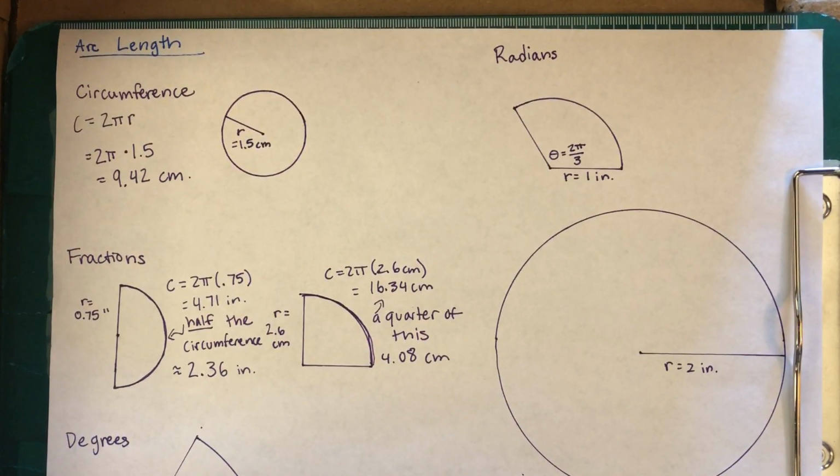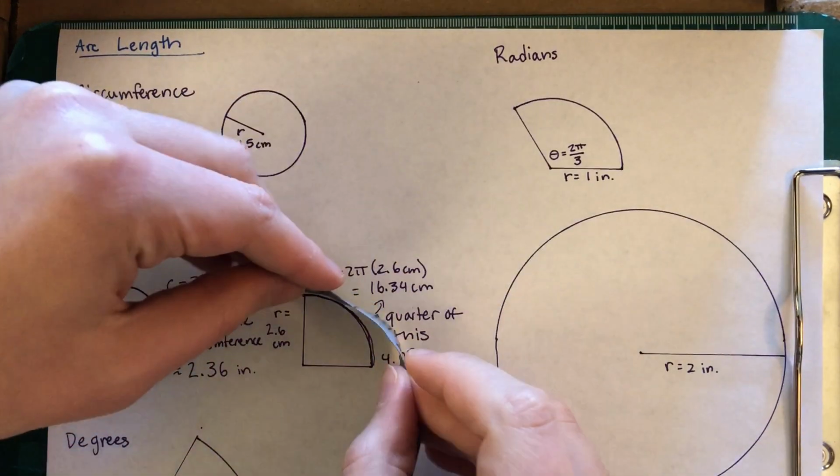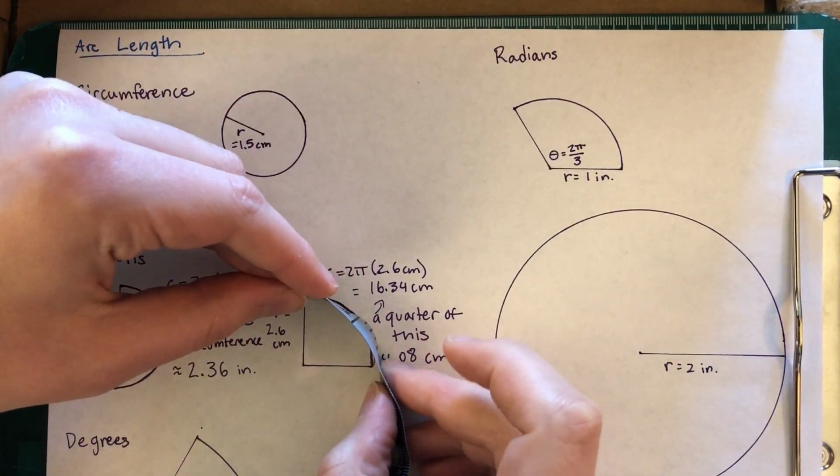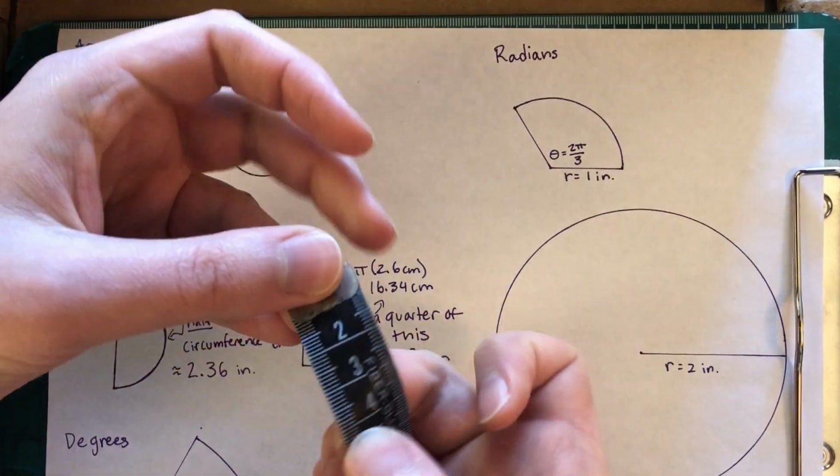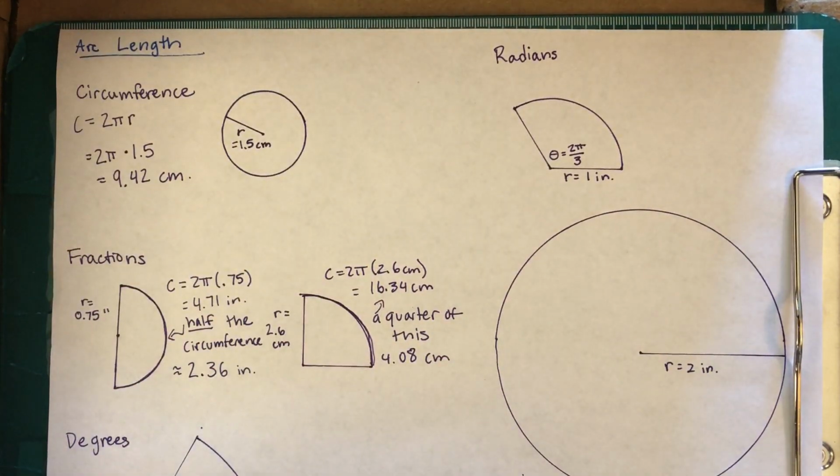So hopefully so far this kind of makes sense. It doesn't need too much explaining, hopefully, because kind of your gut instincts here will be pretty accurate. Again, if I measure this, it is about 4 centimeters. So let's now make the jump from a fraction of a circle to degrees.